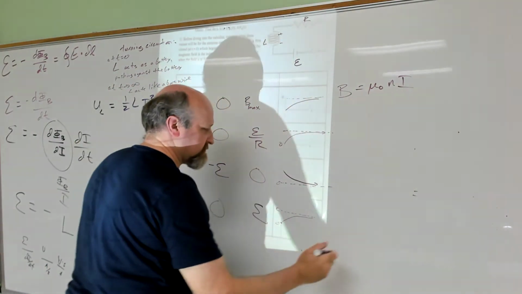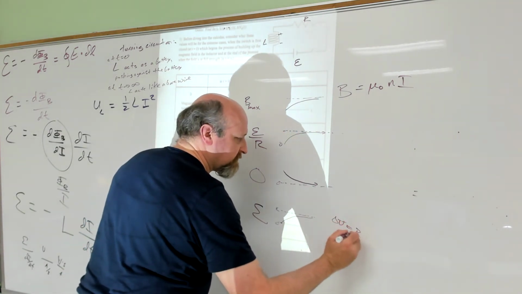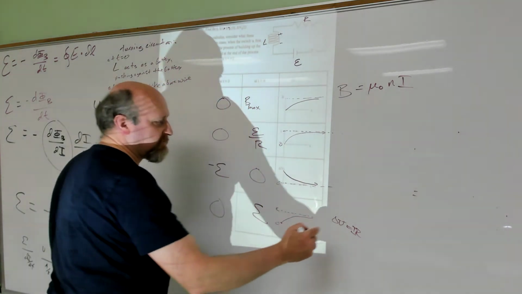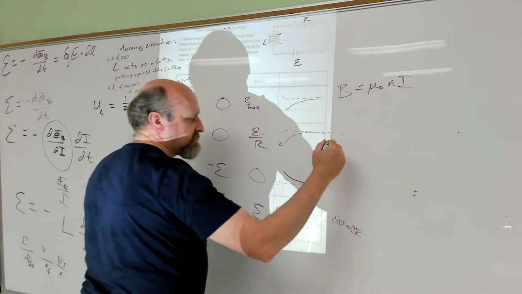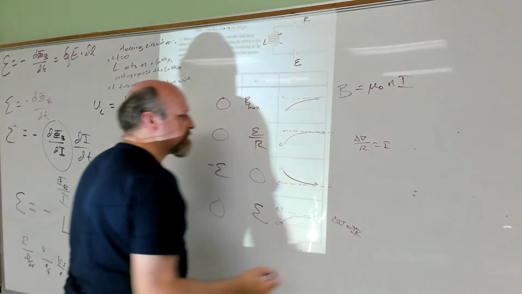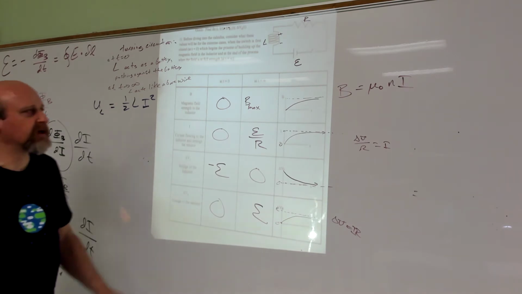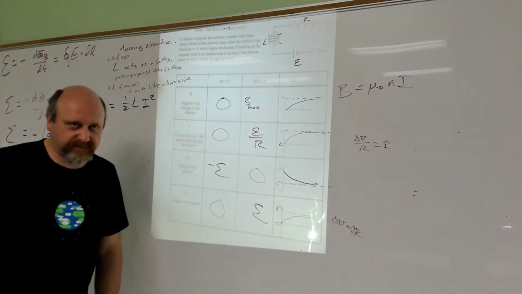This here is what we're using, that delta V is IR for the resistor. And then I rearrange that. That's how I got the current: delta V over R would be the current. Okay, good enough. About to erase all that, but you get the idea. So you have an idea of what happens.